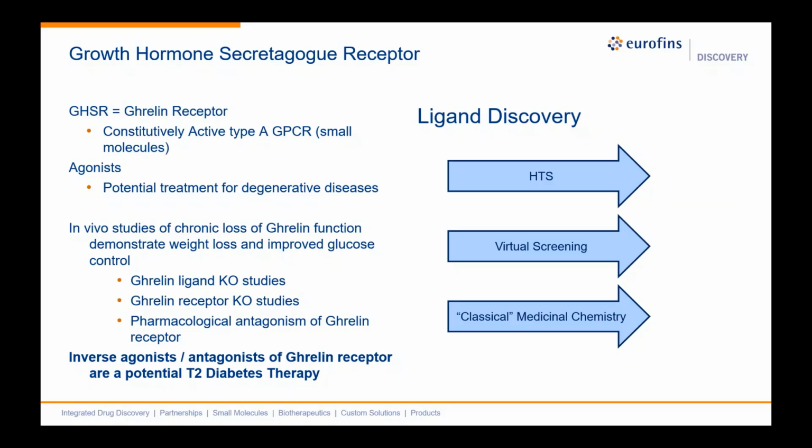And inverse agonists or antagonists of the ghrelin receptor are potential type 2 diabetes therapy, as indicated by ligand and receptor knockout studies showing demonstrated weight loss and improved glucose control. So we approached ligand discovery for this project like most projects. We did an HTS, we did virtual screening, and we did classical medicinal chemistry based on the compounds that were available in the medchem literature.